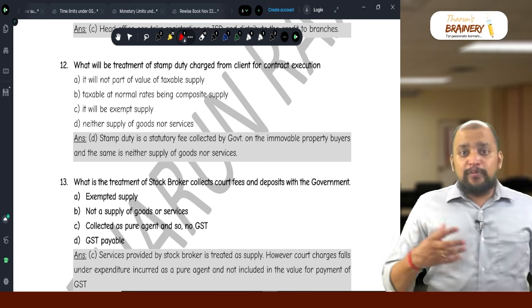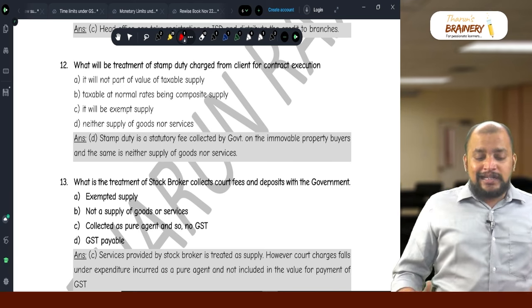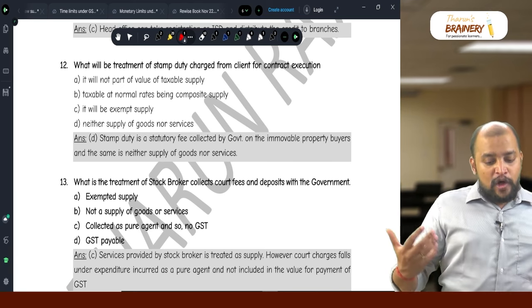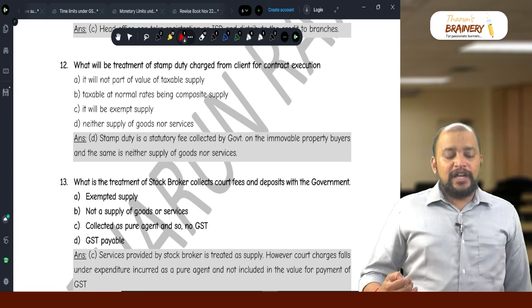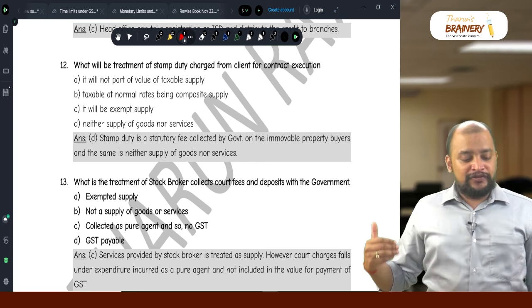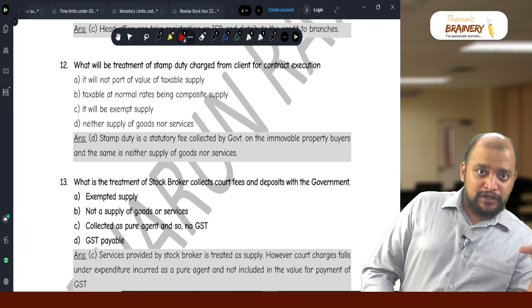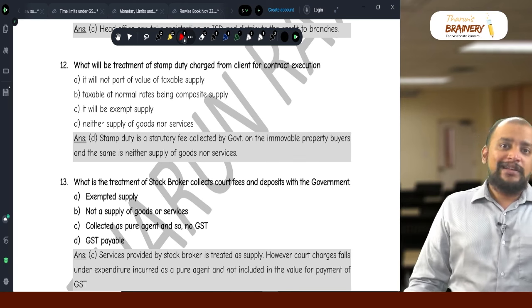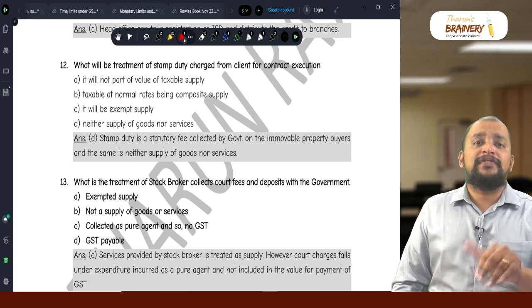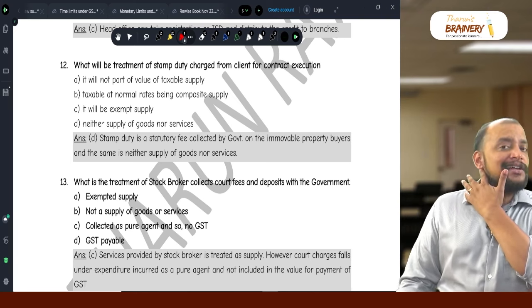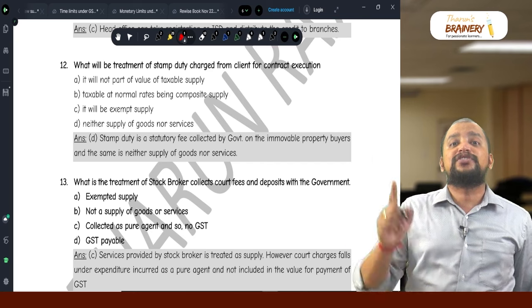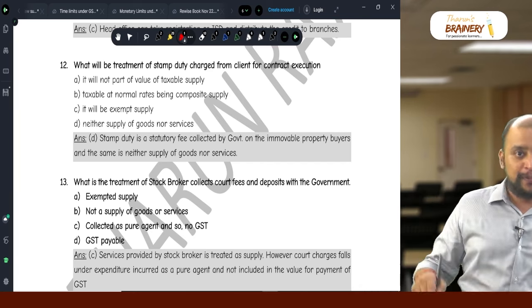Whereas if the broker is collecting the stamp duty for the contract execution, it will not form part of the value of taxable supply. So here, from the government's perspective, stamp duty is a statutory levy, neither treated as supply of goods nor as supply of services, because it is excluded from supply under section 7 subsection 2.